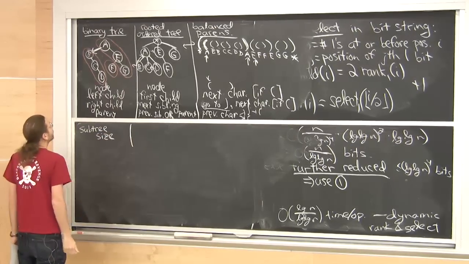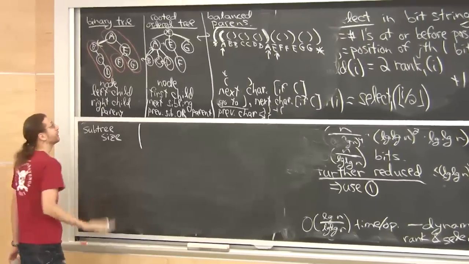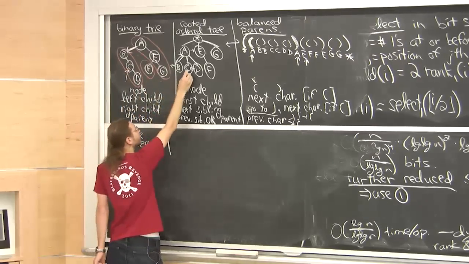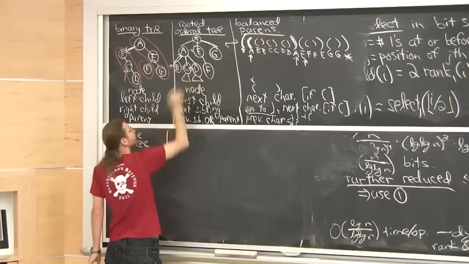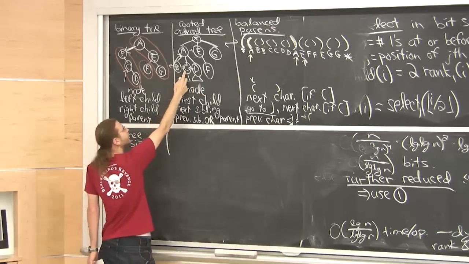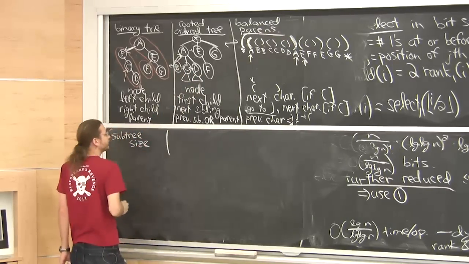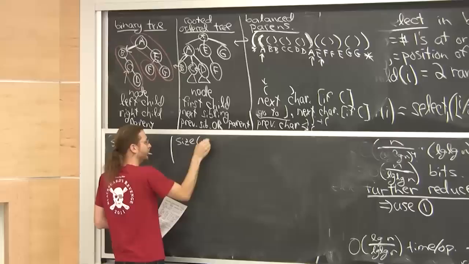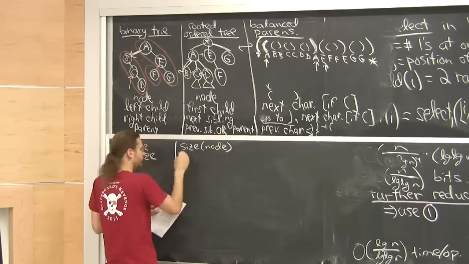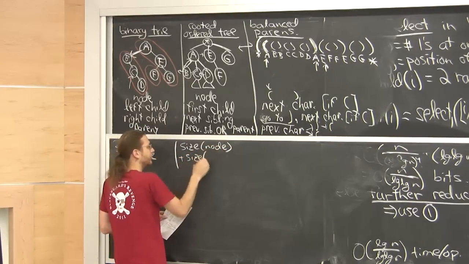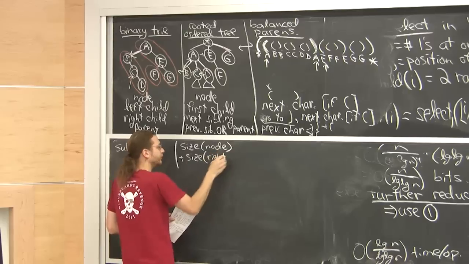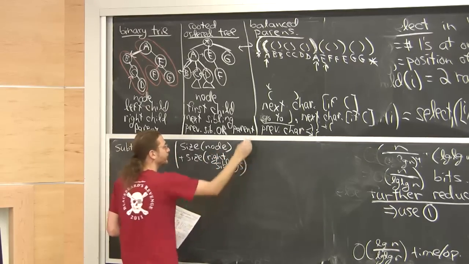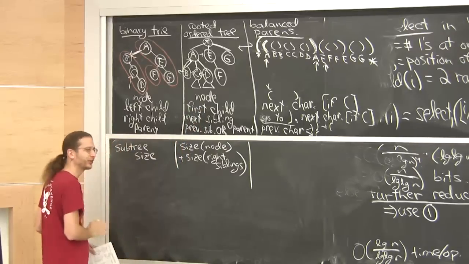In the rooted ordered tree, it's a little tricky because subtrees no longer correspond to subtrees. For example, the subtree of C consists of this subtree and this subtree. So it's really C. Over here it's C and all of its right siblings. So this is size of the node plus size of right siblings, however many you have. Okay, so in the rooted ordered tree, it's actually kind of messy.